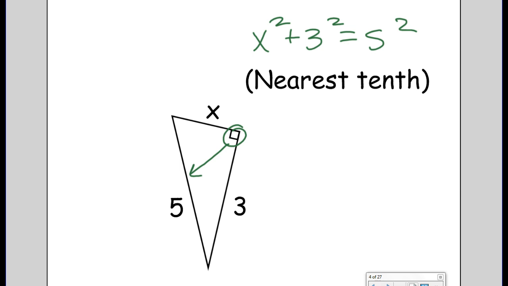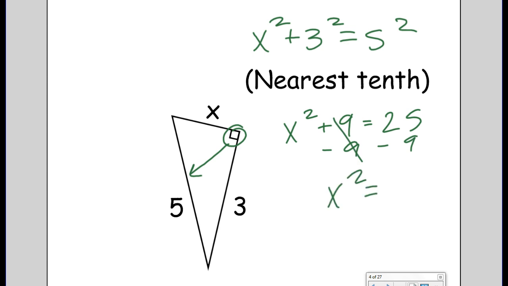So you subtract, or we could go ahead and simplify it. What's 3 squared? 9. What's 5 squared? 25. So x is not by itself. That's a problem. So we need to subtract 9 from both sides. X squared equals 25 minus 9. 16. Very good. And the last step every single time is what? Square root. Square root is always the last step.